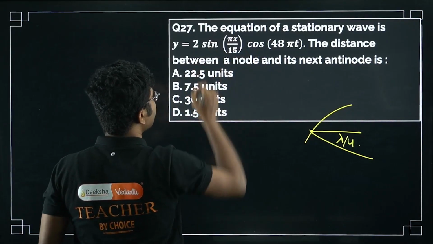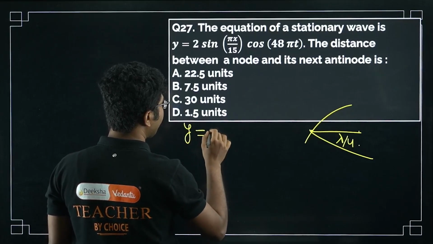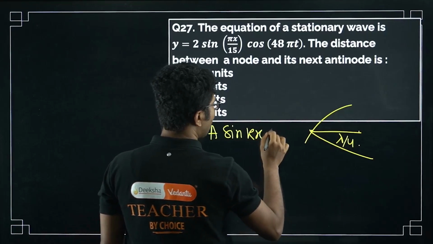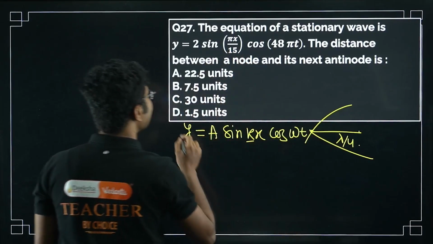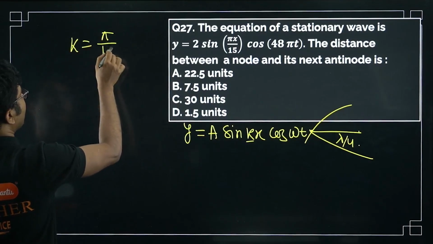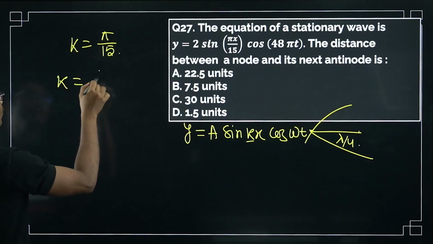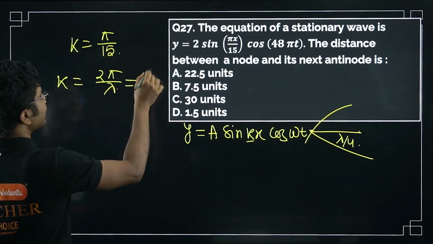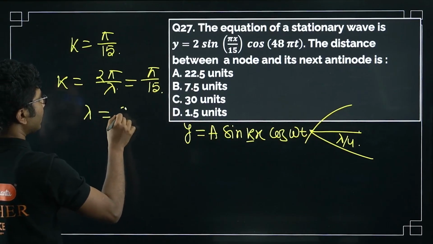We know the normal form for a standing wave. It is basically amplitude sine kx cos omega t. Okay, so what is k here? K is pi by 15. Now we know that wavelength is given by k is equal to 2 pi by lambda. So this is the formula. So that is equal to pi by 15. So from here we get lambda is equal to 30.